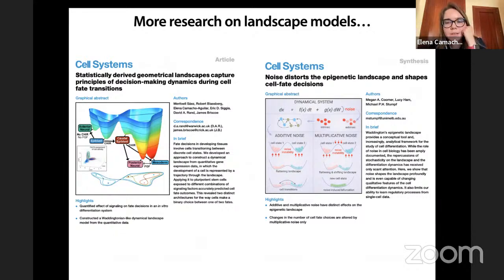Both in the vulva development and in the second application, we use white noise, but it's interesting to think what other kinds of noise could affect the transitions.